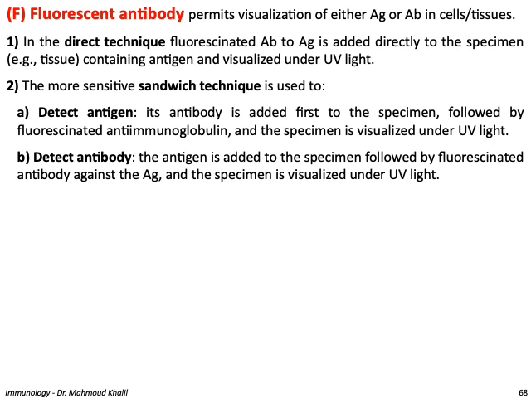So the amount of fluorescence visualized by the UV reflects the amount of antigen present. The same can occur for detecting the antibody. The antigen is added to the specimen, followed by fluorescent antibody against the antigen, and the specimen is visualized under the UV.